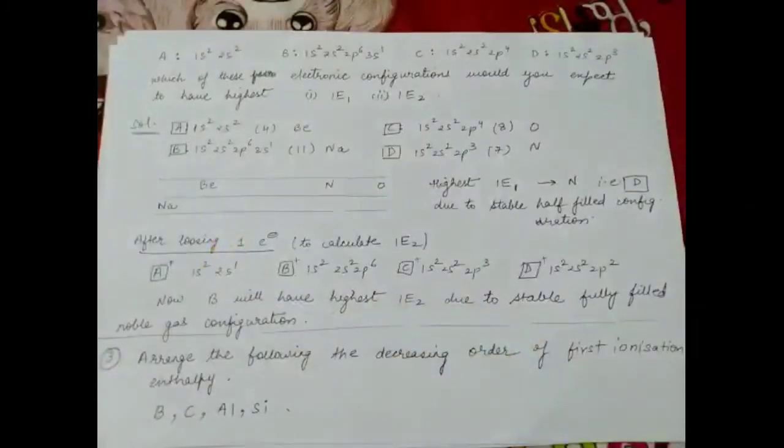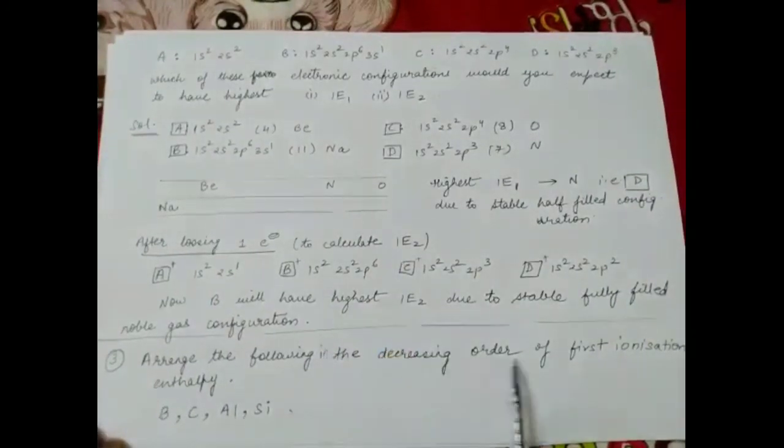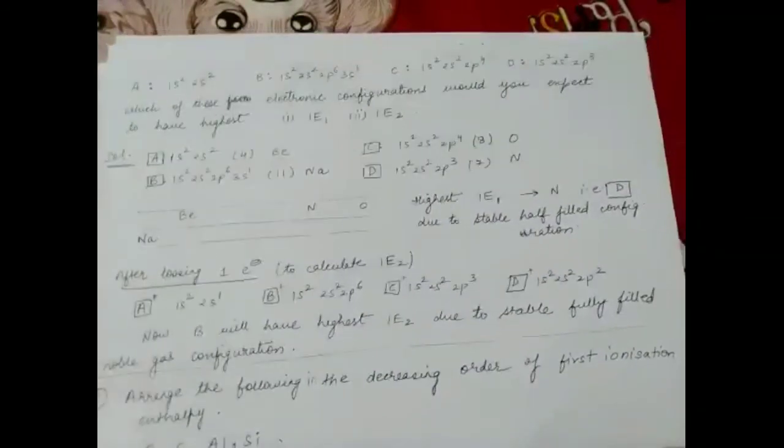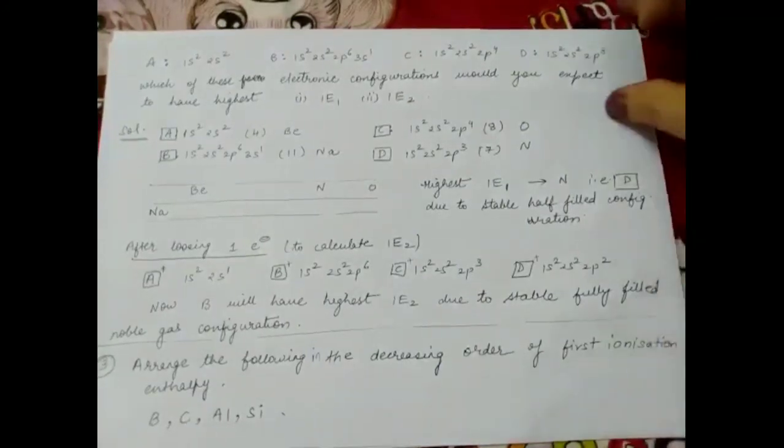Now moving on to the third solved example, that is, arrange the following in the decreasing order of first ionization enthalpy. So I'm giving you 4 elements and you have to arrange them in the decreasing order of first ionization enthalpy. Now what are the elements? Boron, carbon, aluminium and silicon. So how to start with this question?